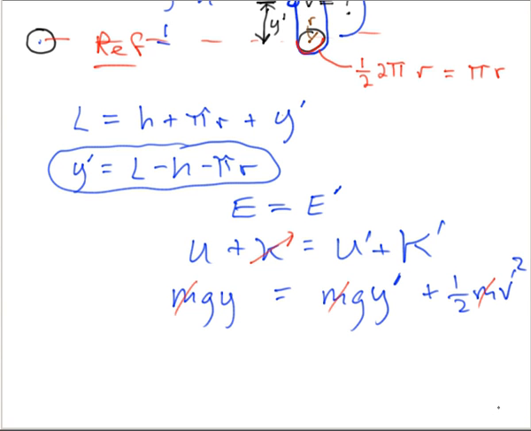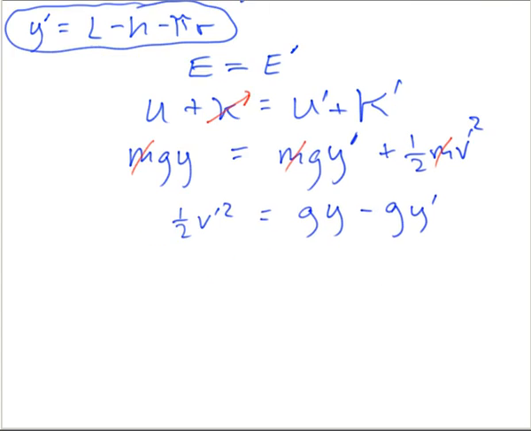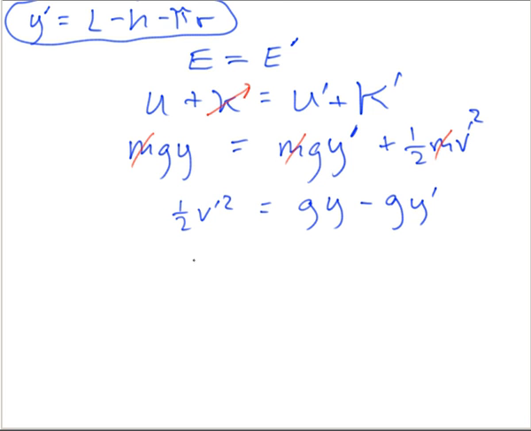I think I'll do it one little tiny step here. Just move this over to there and switch sides. So really 2 little tiny steps. 1/2 v prime squared equals gy minus gy prime. Alright, now it's just got to do a little bit of algebra. Just an algebra problem from here on out. So I'm going to factor out the g over here. G times y minus y prime.